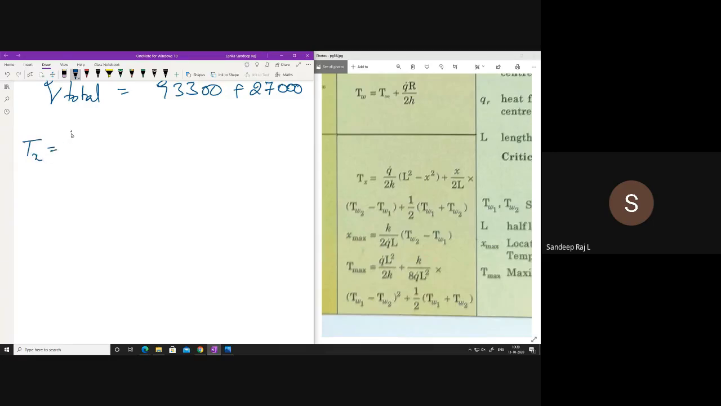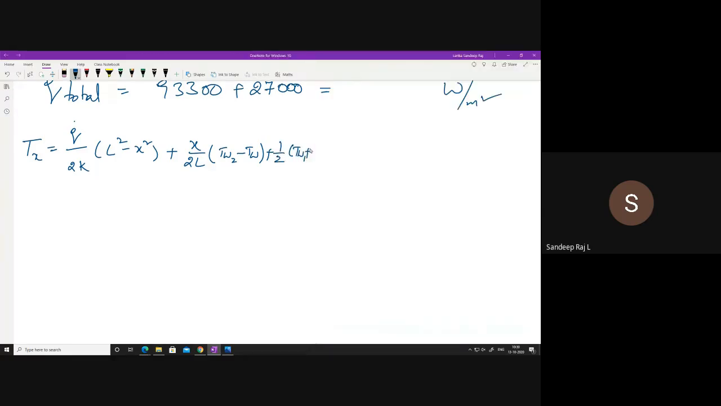Tx is equal to q dot by 2k into L square minus x square, plus x by 2L into TW2 minus TW1, plus half of TW1 plus TW2. So that's what we write from the data book. All these things we are getting from the data book only. Keep that in mind.